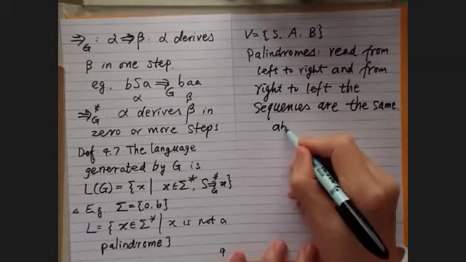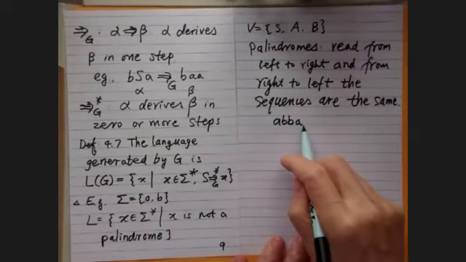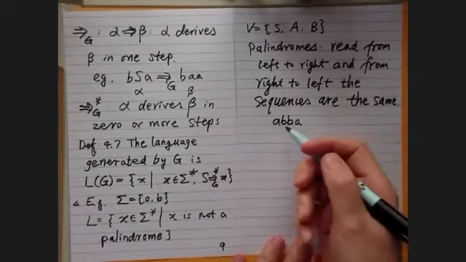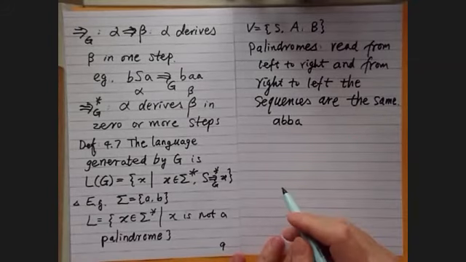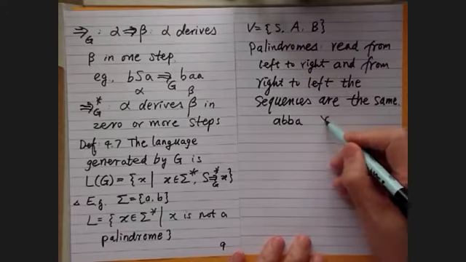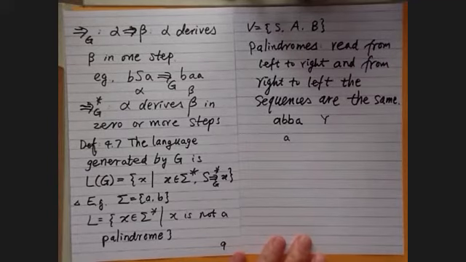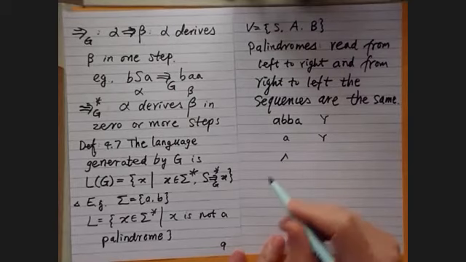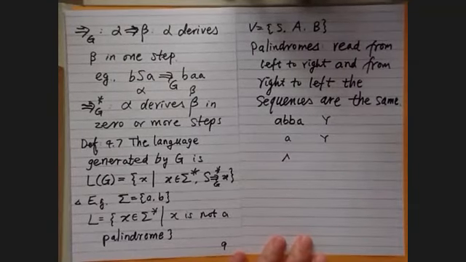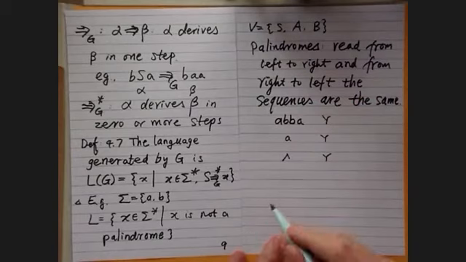So, abba. Is that a palindrome? abba from the left, abba from the right. The same. So abba is a palindrome. Anybody? Yes or no? Yes. And a is a palindrome. Yes. Thank you. The empty string is a palindrome too, I think, because the string is empty. What about bba? Palindrome or not? No.